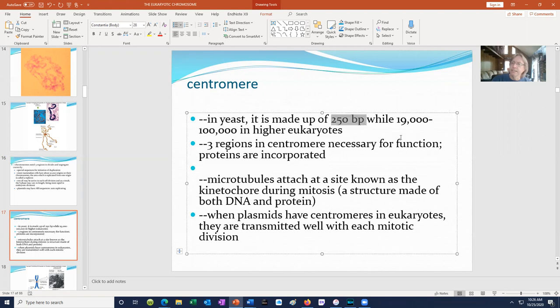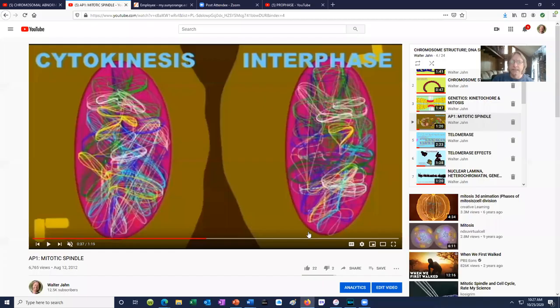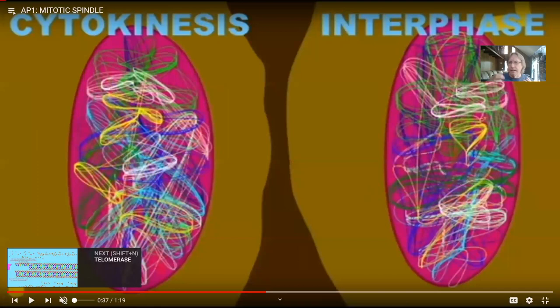In yeast, 250 base pairs represent this sequence, while in higher eukaryotes, there are tens of thousands of base pairs. Once again, this is DNA, but it's not coding for protein, but instead it's needed for the correct movement of the chromosomes. And then finally, there are telomeres, which are needed for the maintenance of chromosomes. So telomeres are the ends of a chromosome. And something special needs to happen at the end.